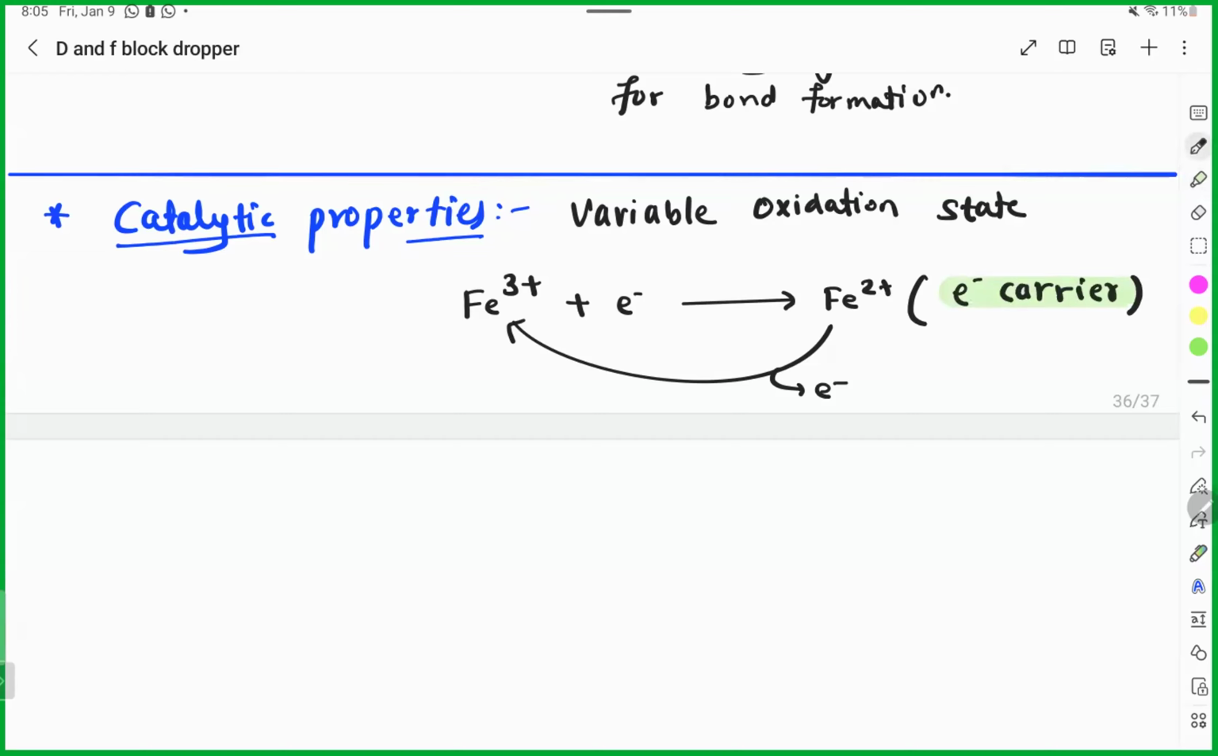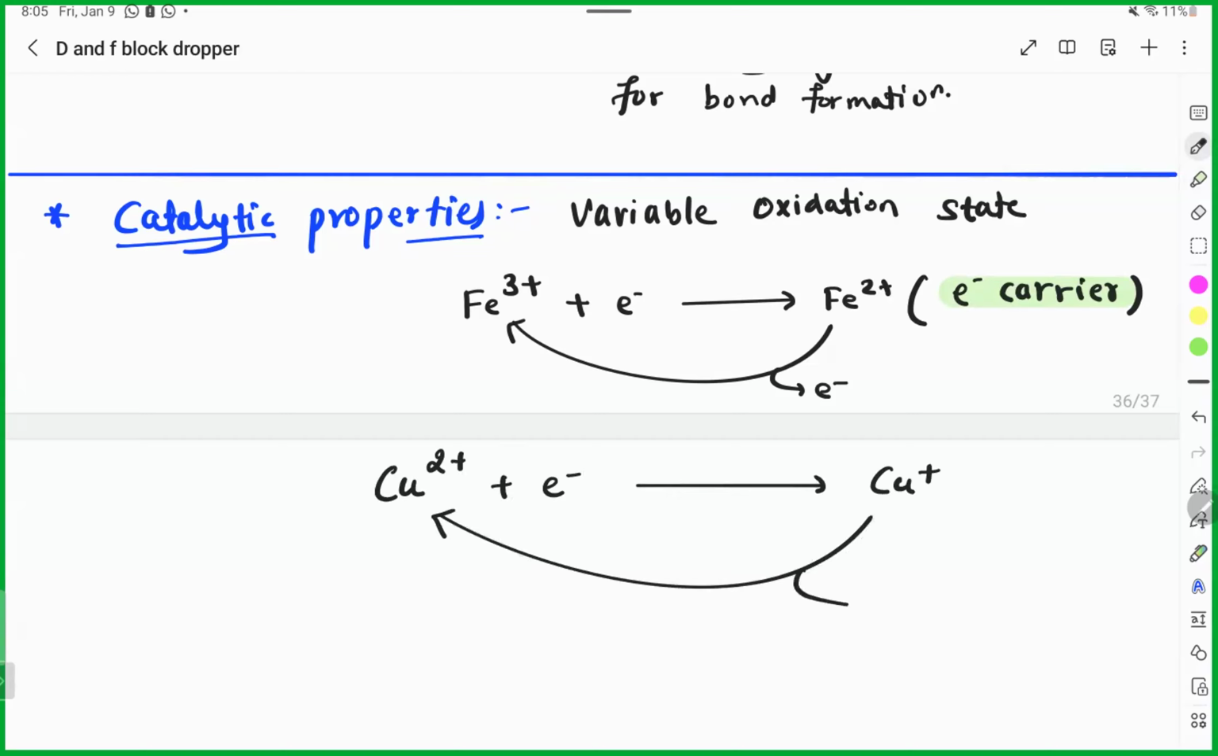Same thing happens with copper. If you take copper 2 positive, after gaining an electron it can convert into copper 1 positive. Further, it will transfer the electron to some other part wherever it is required and again convert to the original 2 positive. So what is happening in this case? Again, electron carrier. Understood? Again it can act as an electron carrier. Reason, variable oxidation.